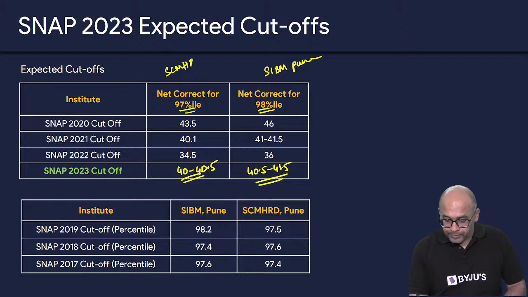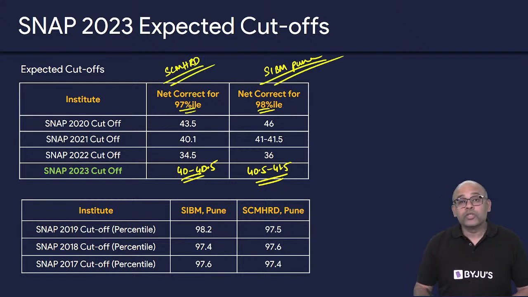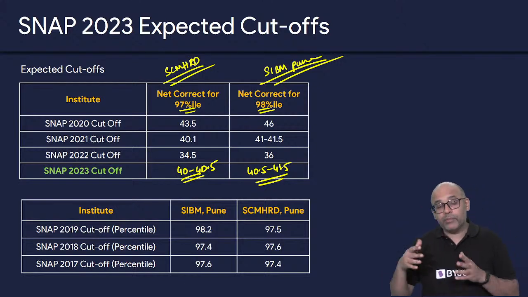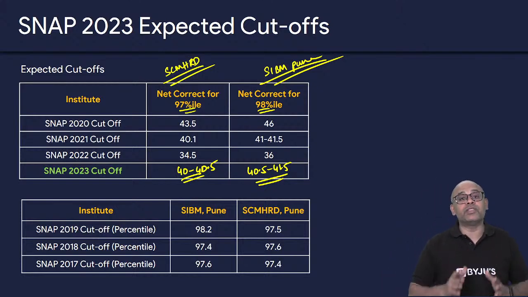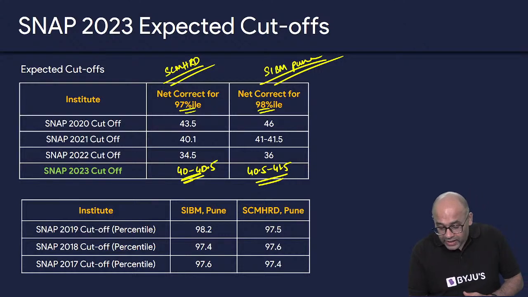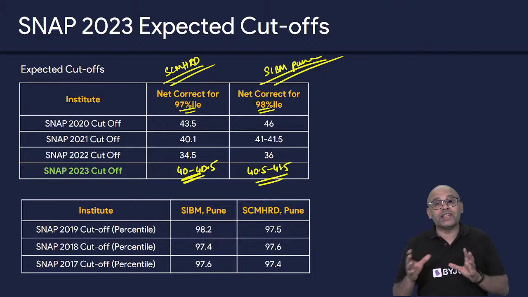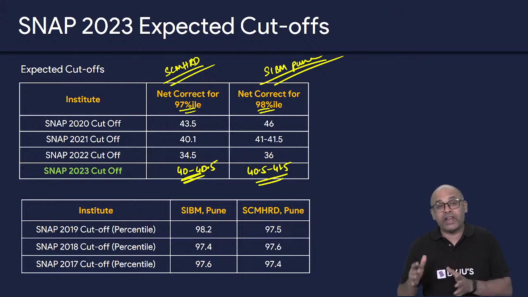So these are our predicted values for your SIBM Pune and SCM HRD. So I hope you guys are aware. 40 to 40.5 and 40.5 to 41.5. This is our range that we are looking at for 97 and 98 percentile. Okay.